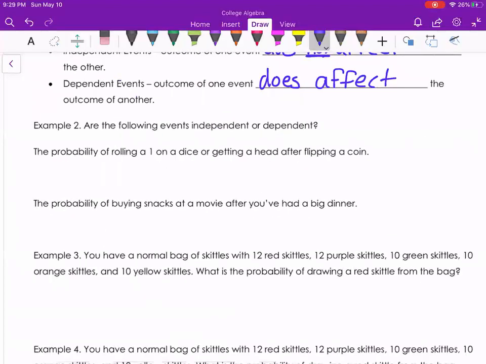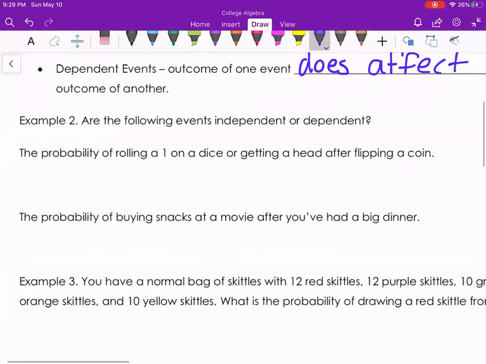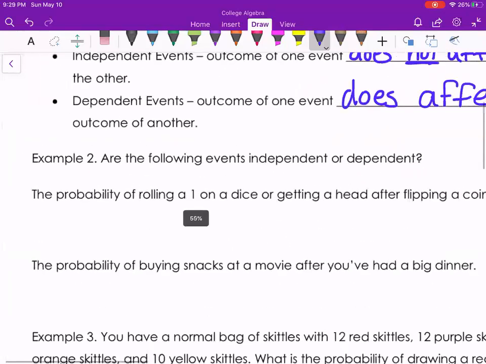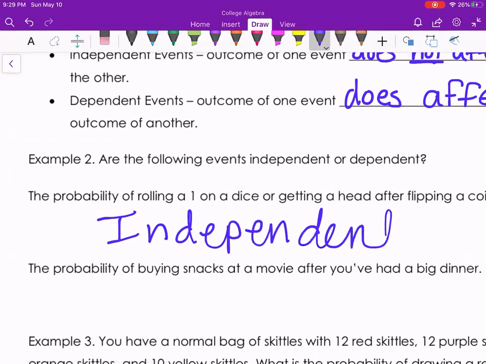All right, so first one, the probability of rolling a 1 on a dice or getting heads after flipping a coin. Well, like I said earlier, those are two completely separate objects. One does not affect the other, making this an independent event. Me rolling a 1 on a dice has no effect on that coin and me getting heads.